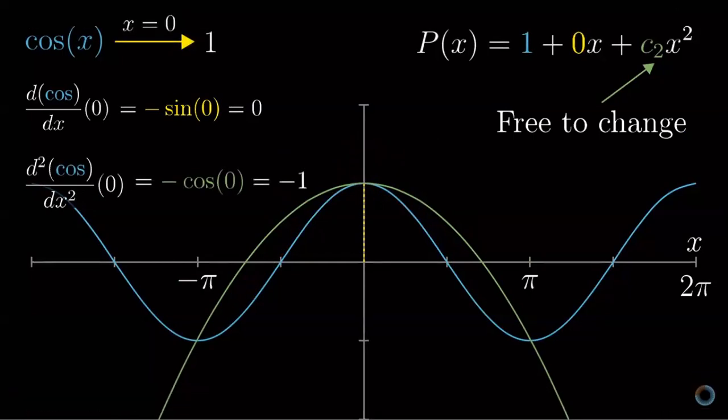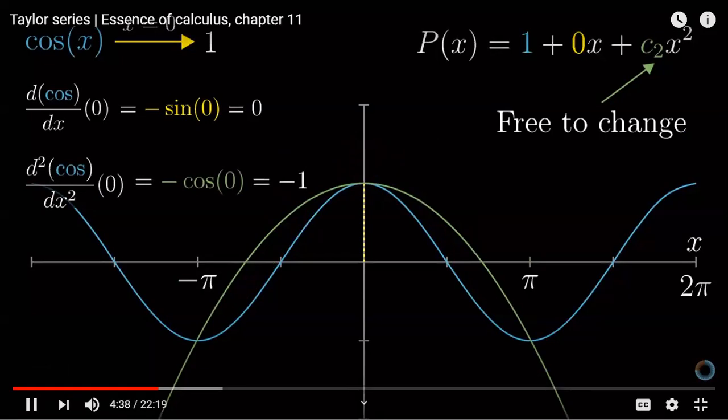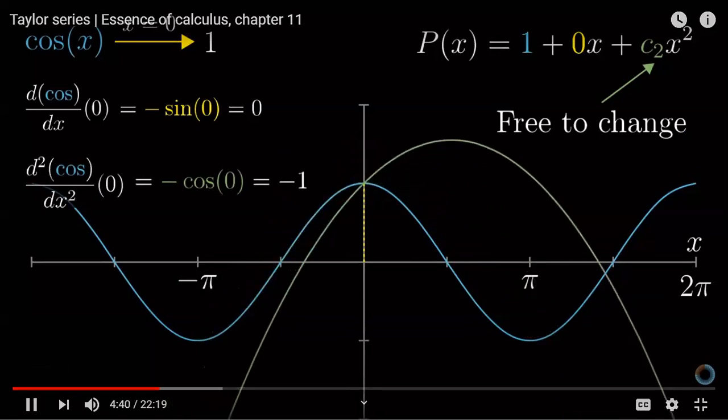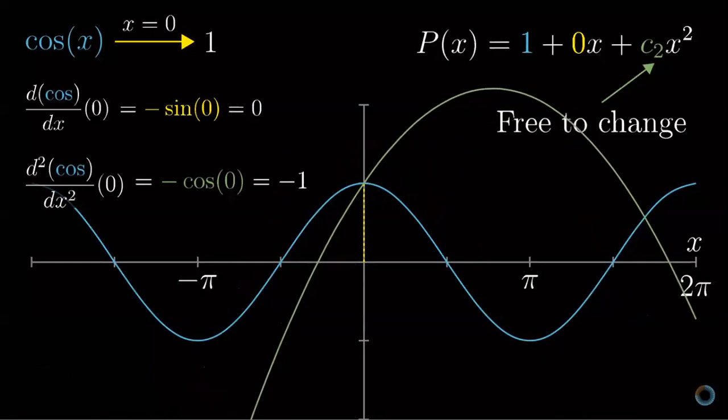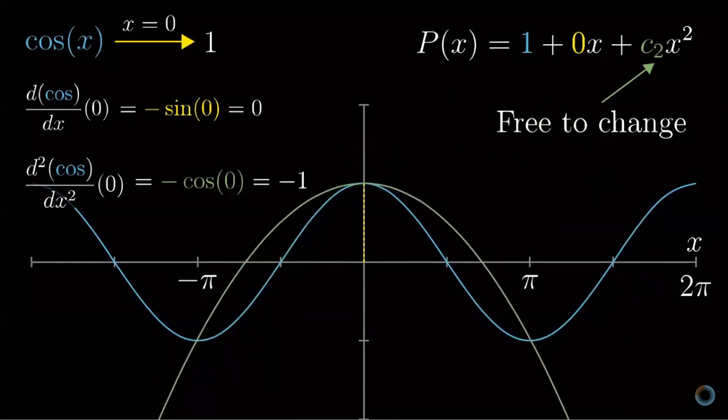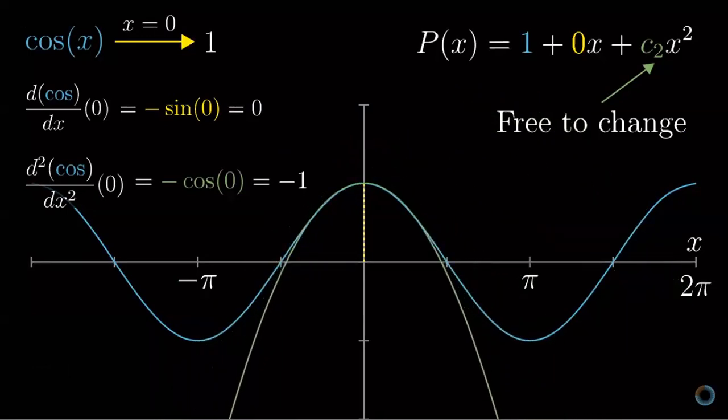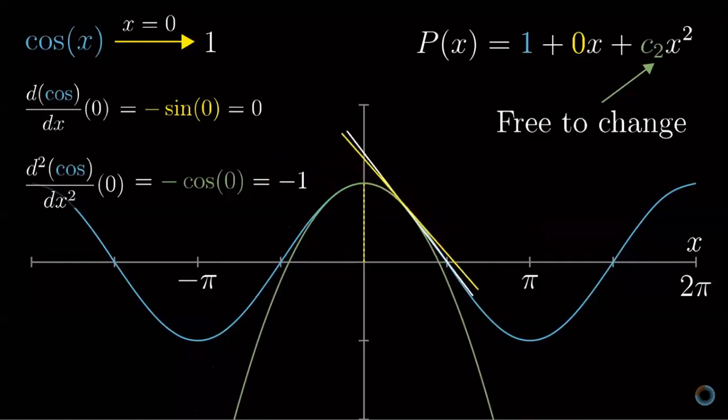Now, in the same way that we wanted the derivative of our approximation to match that of the cosine, so that their values wouldn't drift apart needlessly quickly, making sure that their second derivatives match will ensure that they curve at the same rate, that the slope of our polynomial doesn't drift away from the slope of cosine x any more quickly than it needs to.